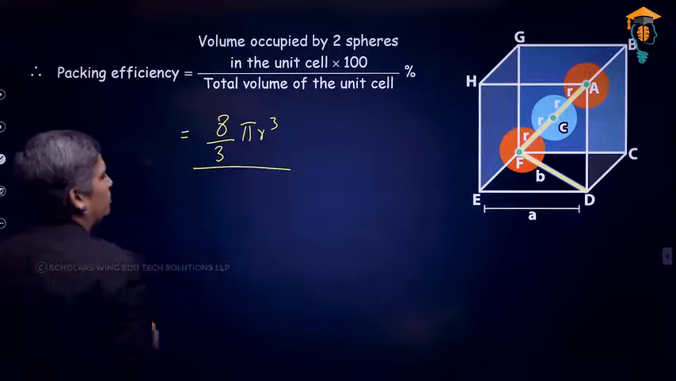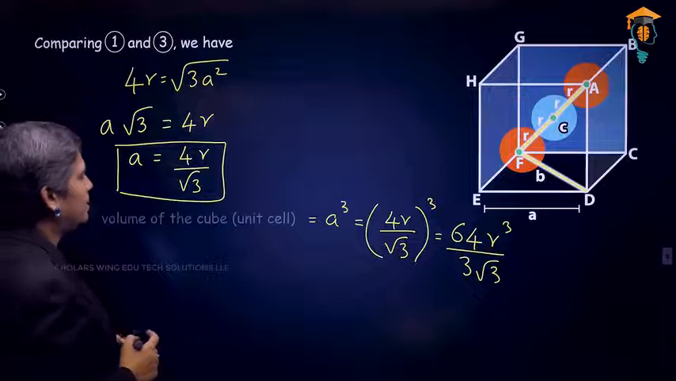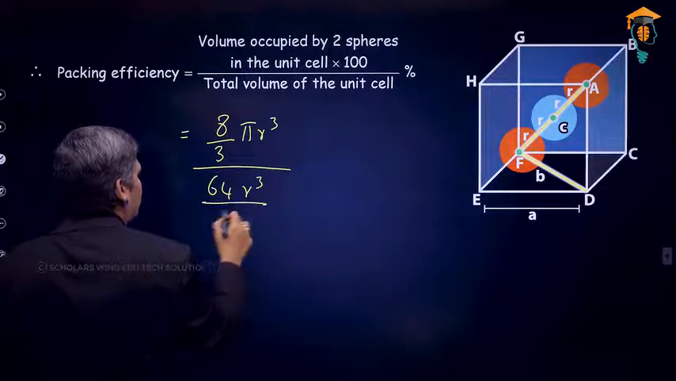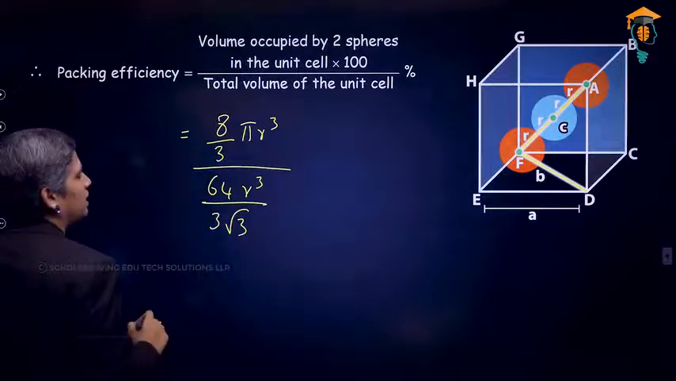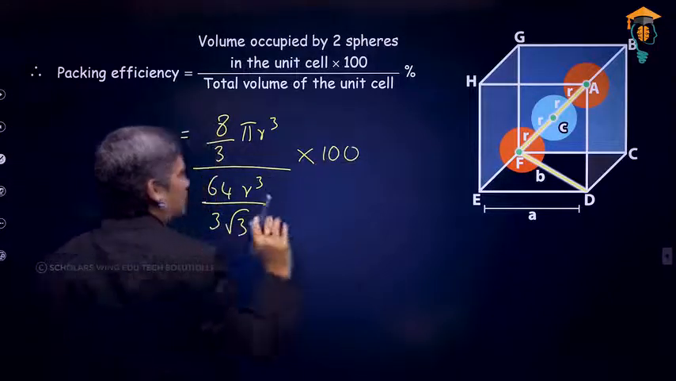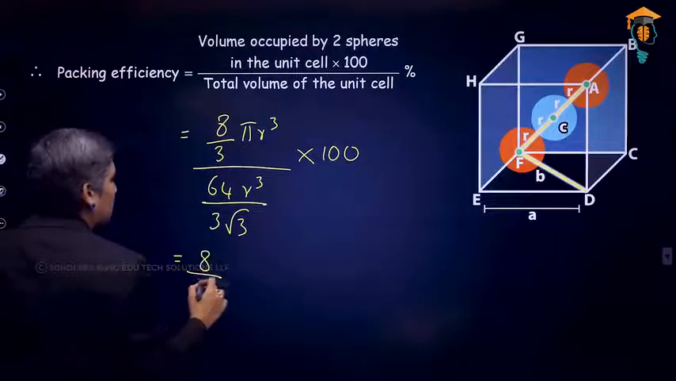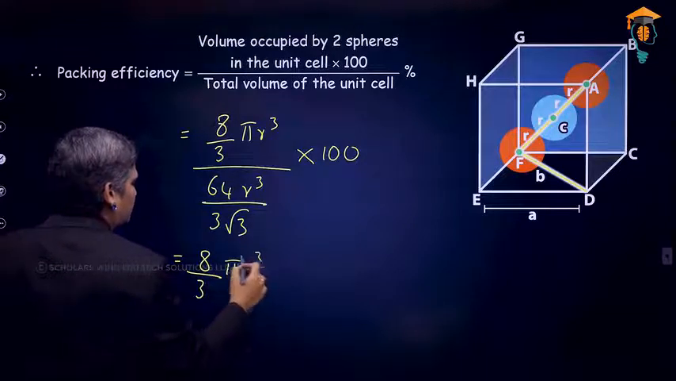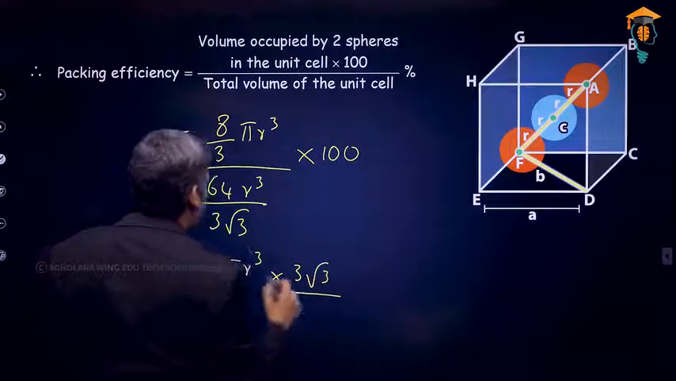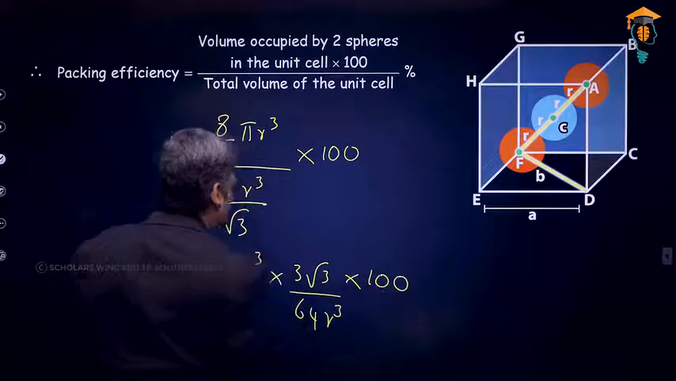What is the volume of the unit cell we got? 64 r cube by 3 root 3, isn't it? This is the total volume of the unit cell we got, into 100. Are you clear till now? Very good. Let's simplify it further. So this will be 8 by 3 pi r cube. You take the reciprocal. 3 root 3 will come to the numerator, and 64 r cube here, into 100. Yes or no?